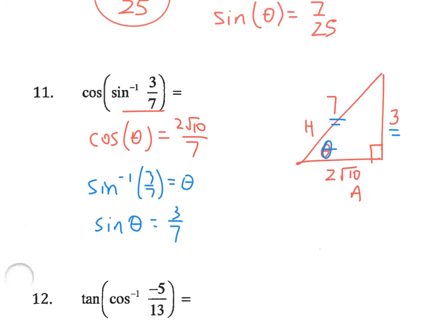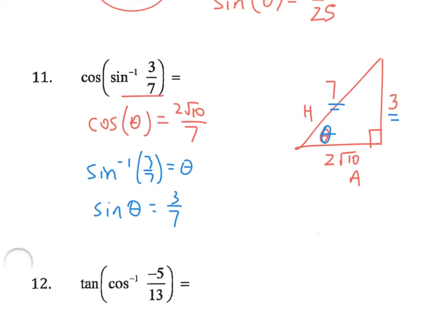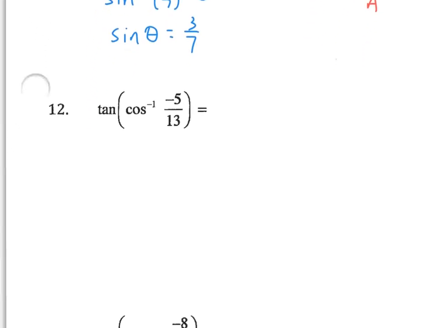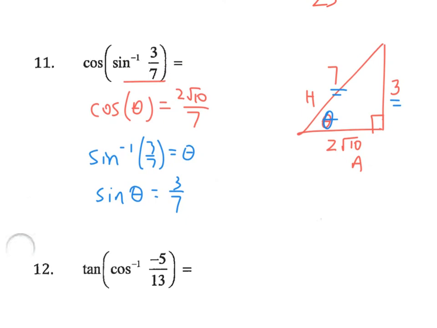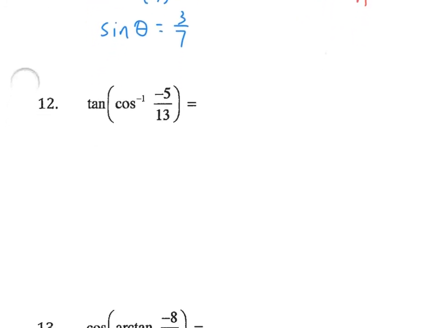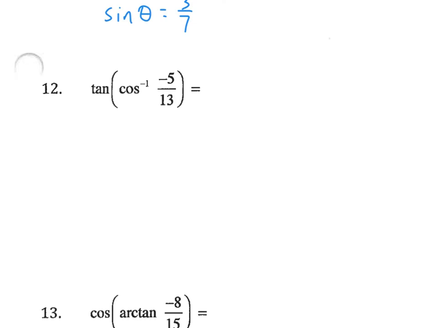Anybody else? Okay, so then we get to number 12. The answer for 11 is 2 root 10 over 7, yes. Okay, number 12. What's different about number 12? It has tangent on the inside? Something else? How about the fact that it's negative? Okay, so does that mean anything to us? The triangle thing switches directions?